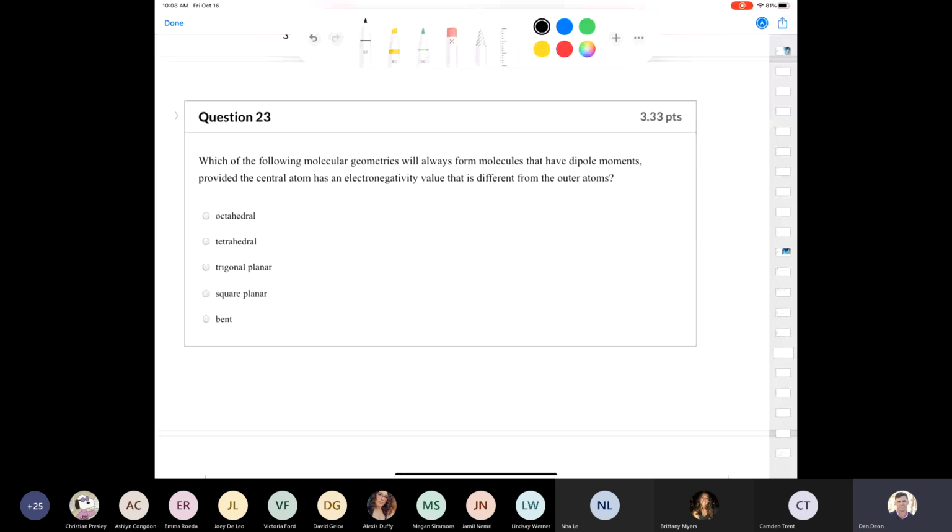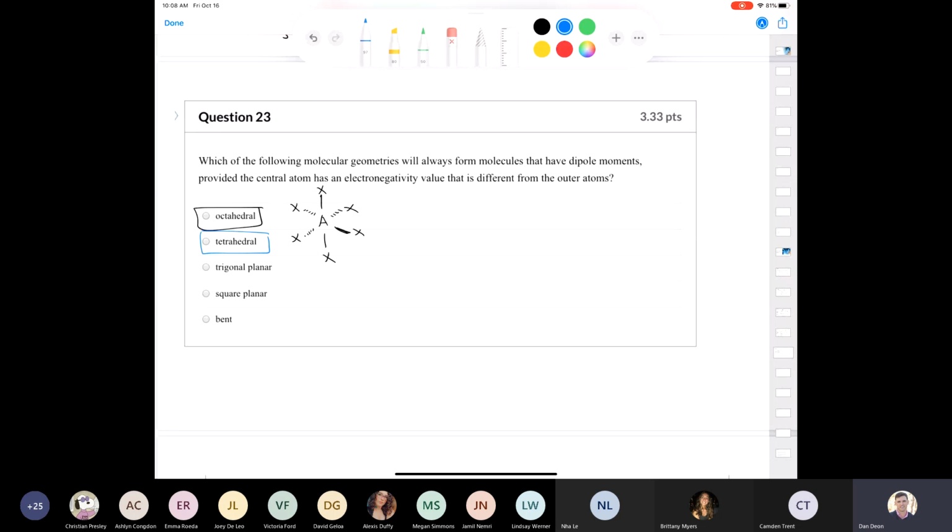Okay, question 23. Which of the following molecular geometries will always form molecules that have dipole moments, provided that the central atom has an electronegativity value that's different from the outer atoms? Well, octahedral won't, right? Because if I have a central atom and atoms at all 6 of the points, something like this, even if I had dipoles in each one of these bonds, they're all going to cancel each other out. So no for the octahedron.